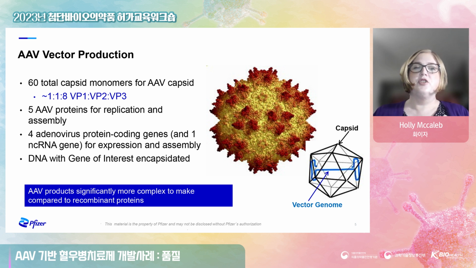Because of their complex nature, AAV products are significantly more challenging to make compared to recombinant proteins. While there are multiple ways to manufacture AAV capsids, my slides will focus on the manufacturing processes used at Pfizer.